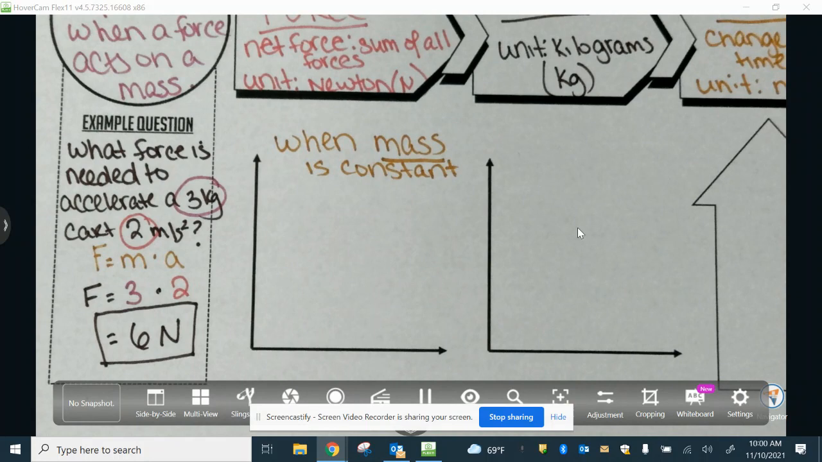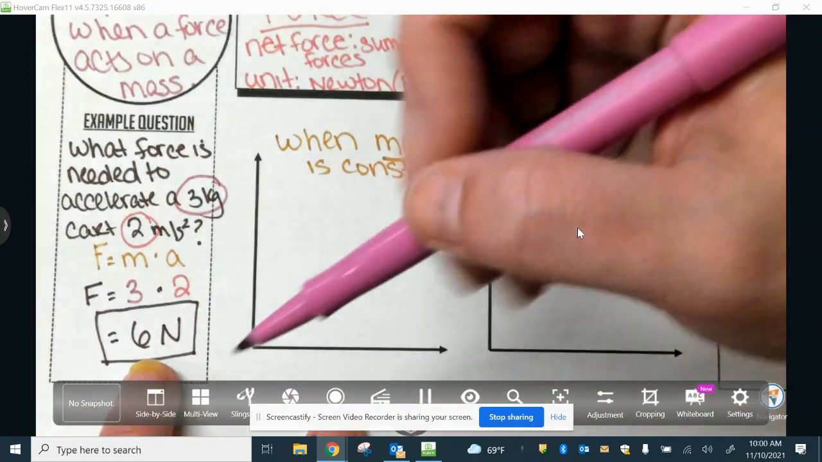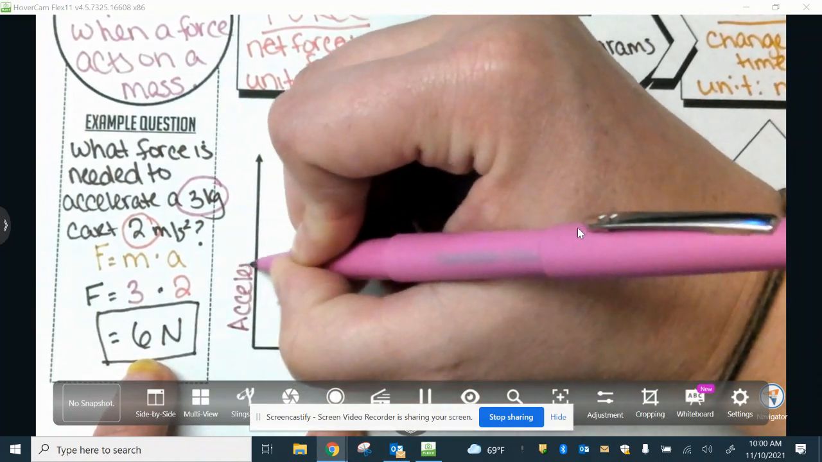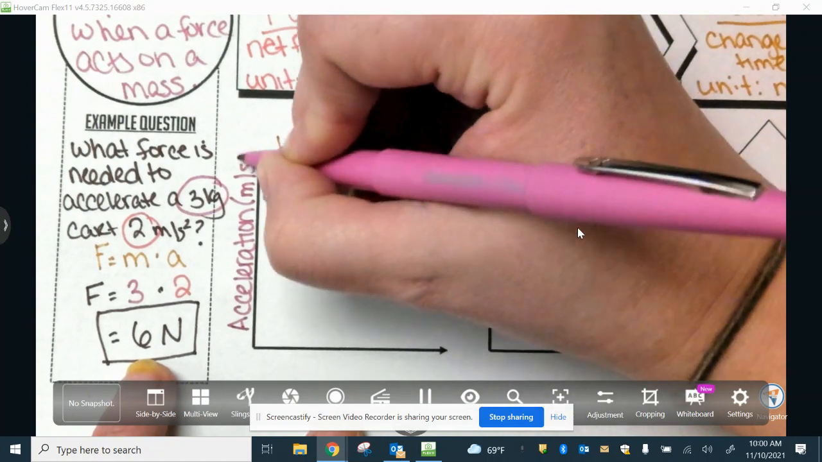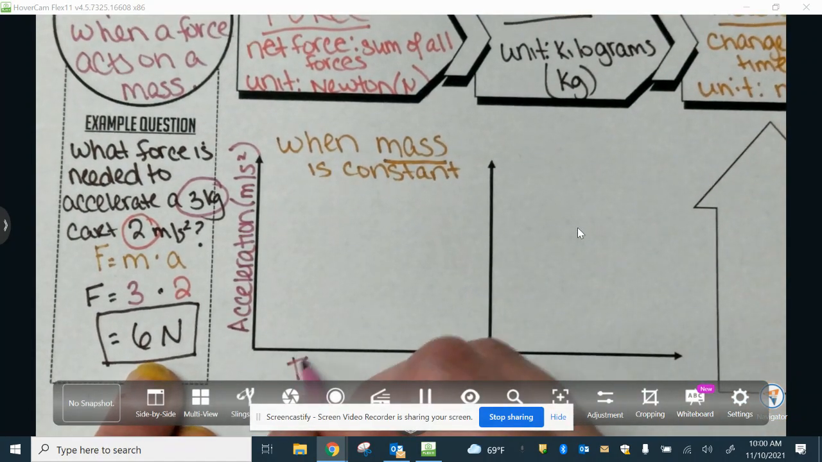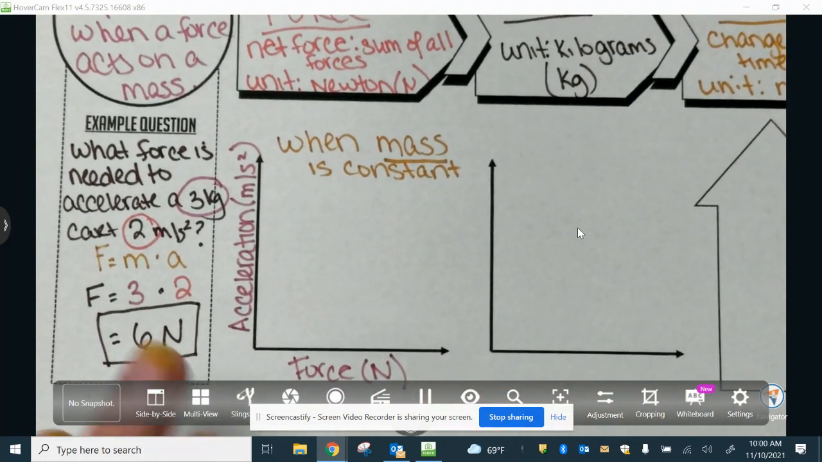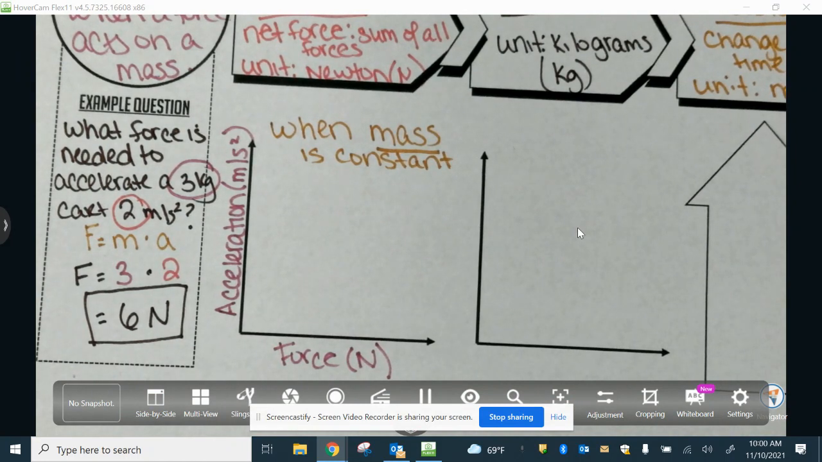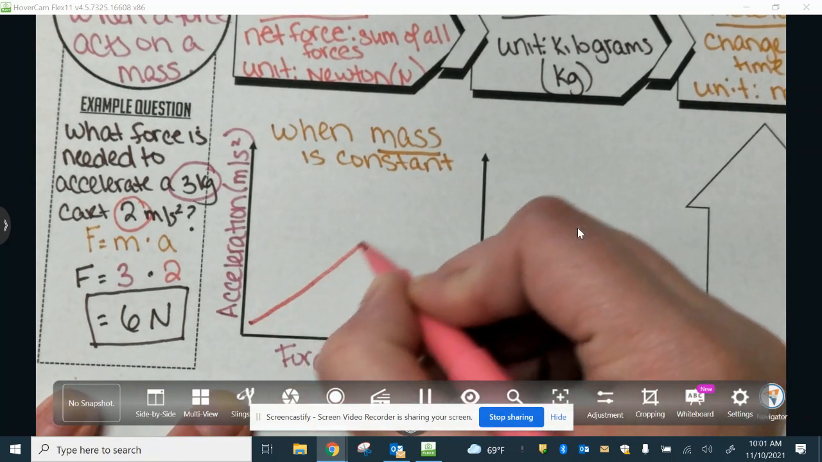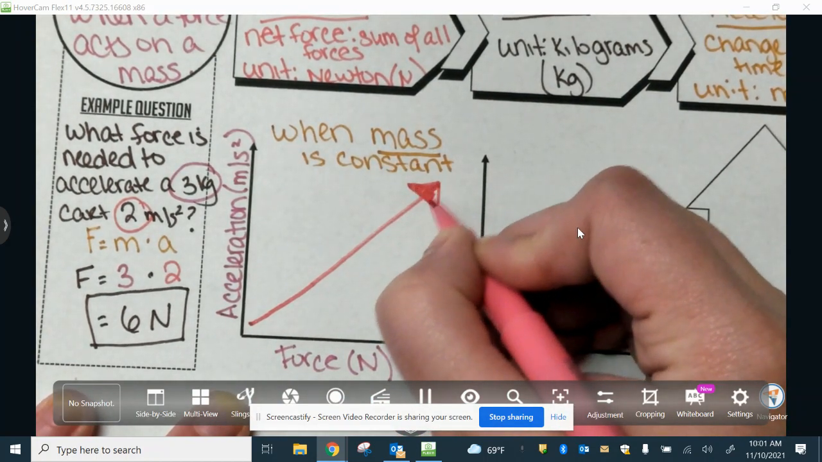All right, so if you were to graph this and look at it, when mass is constant, say a mass of 5 kg, we're going to compare the acceleration and the force. My acceleration is in meters per second squared, my force down here in newtons. If mass is constant, the more force I apply, what happens to acceleration? If I have a 5 kilogram weight and apply 2 Newtons and it accelerates, and then I apply 4 Newtons of force, what happens to the acceleration? Does it increase, decrease, or stay the same? Increases. The more force you give, the faster it will accelerate.